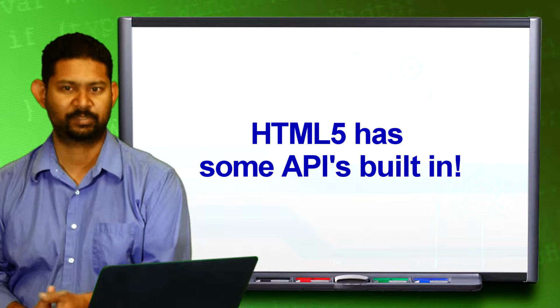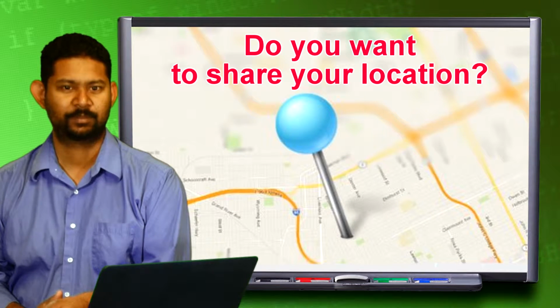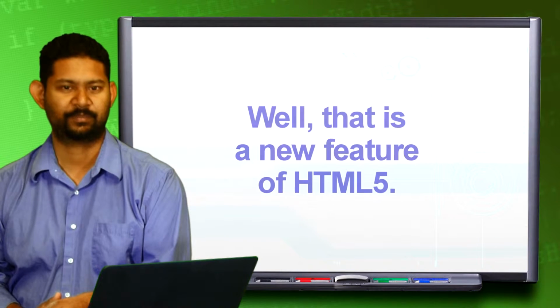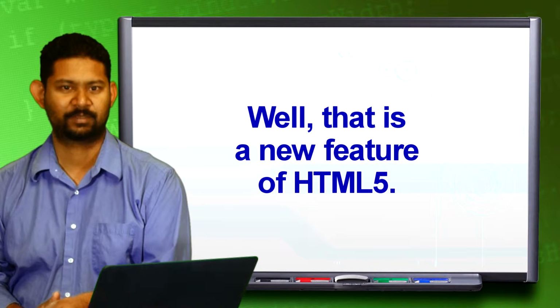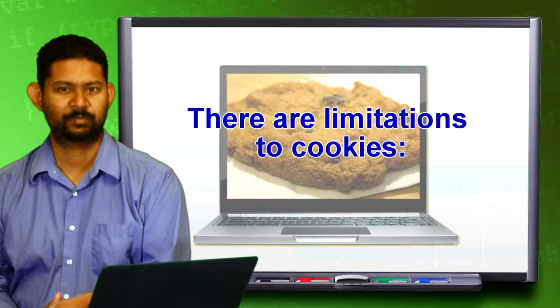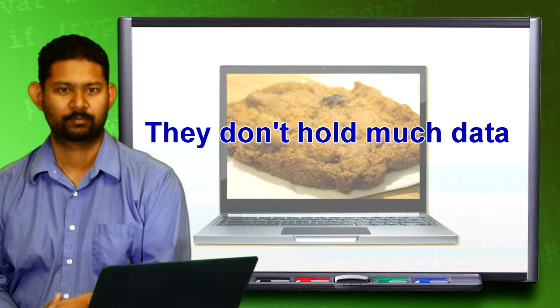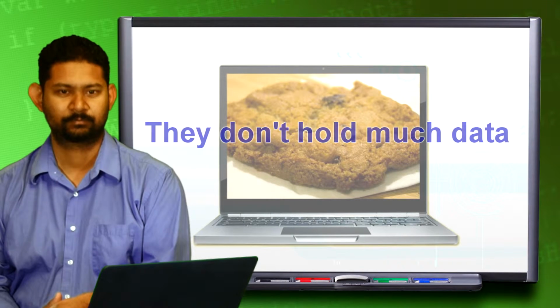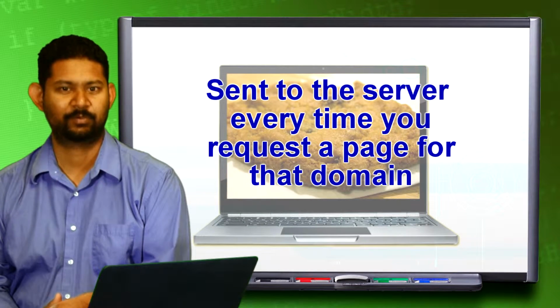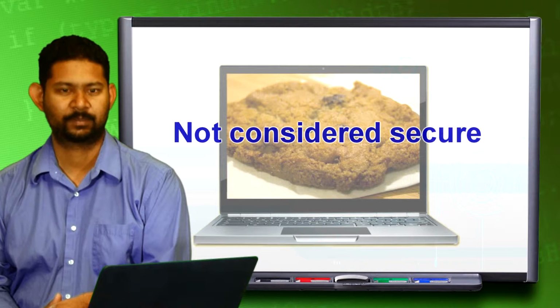HTML5 has some APIs built in. Have you ever been to a website and your browser asks you, do you want to share your location? Well, that is a new feature of HTML5. Before HTML5, cookies were the only way to store data in the browser. There are some limitations of cookies. They don't hold much data. They are sent to the server every time you request a page for that domain, and they're not considered secure.